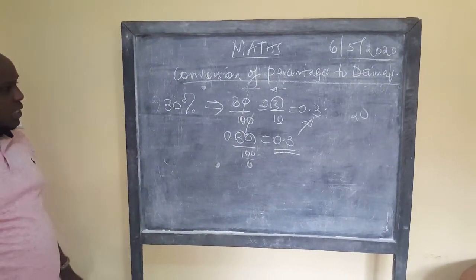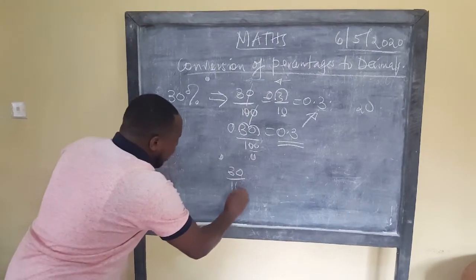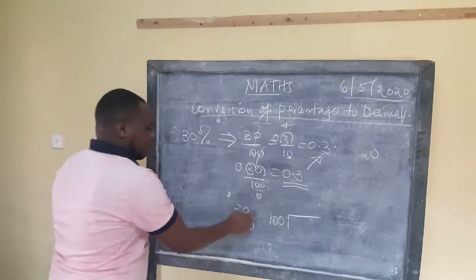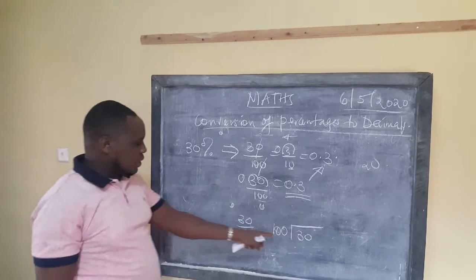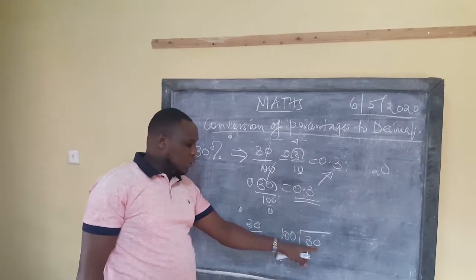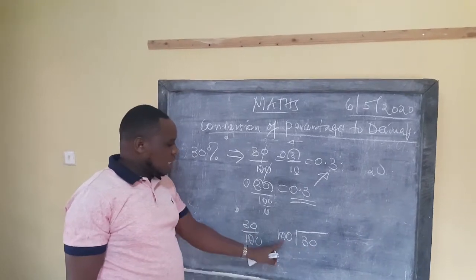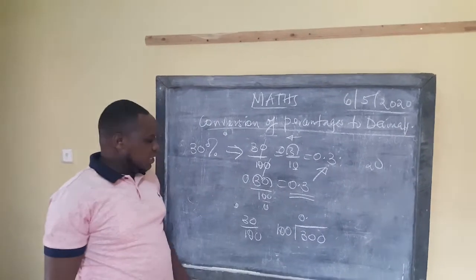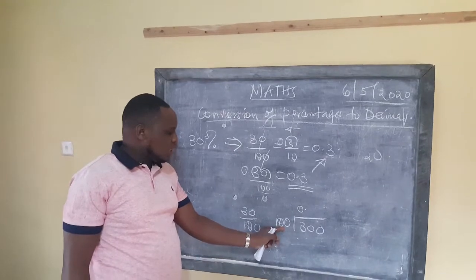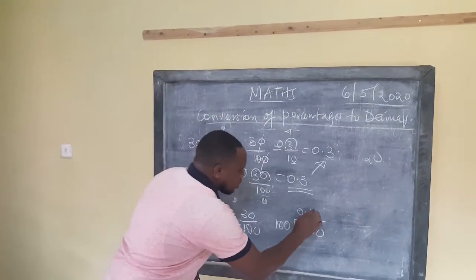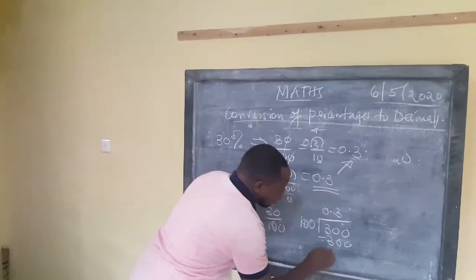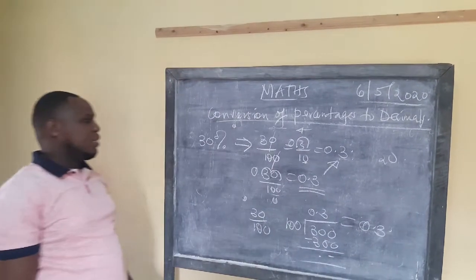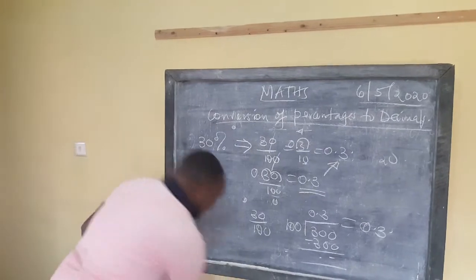Alternatively, way number 2, you can just decide to take 30 over 100 and use a long division. So the denominator outside, 100, and the numerator should be inside. But you will realize that the number to be divided here is supposed to be bigger. So this is 100, this is 30. So 100 cannot get into 30. You put a 0 point and add a 0 there. Meaning that you ask yourself, how many times does 100 get into 300? You'll realize it's 3 times. You get 3 and you subtract, you get 0, 0. So our answer will be 0.3. Let's take a third example.